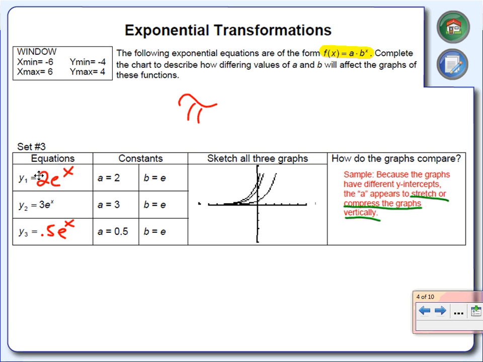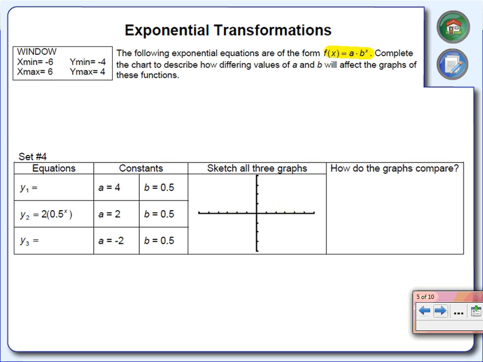How did you know those were the two that were being stretched vertically? It wasn't a decimal, all right? And that last one, of course, is the one that's being compressed vertically, but let's be careful, not just because it's a decimal, but because it's a number that's between 0 and 1. So we'll be a little more specific. All right, so that's set number 3.